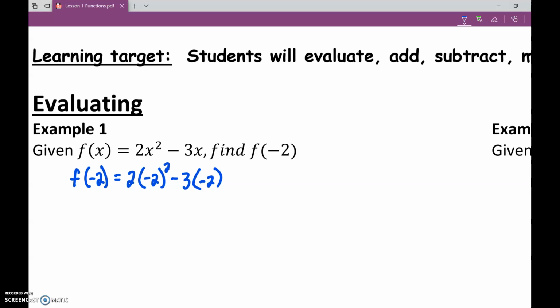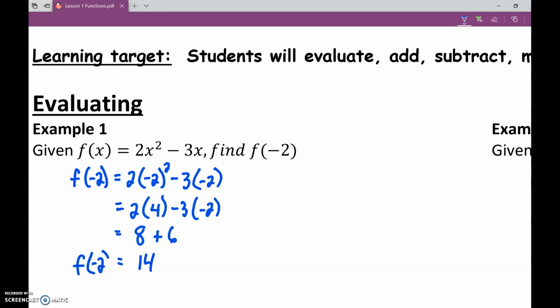From here, we just follow order of operations to figure out what f of -2 is. So we do exponents first. -2 squared is 4. Then we can move to multiplication. So 2 times 4 is 8, and -3 times -2 is a +6. And then we can move to addition or subtraction at that point. So f of -2 for this particular function would be 14.